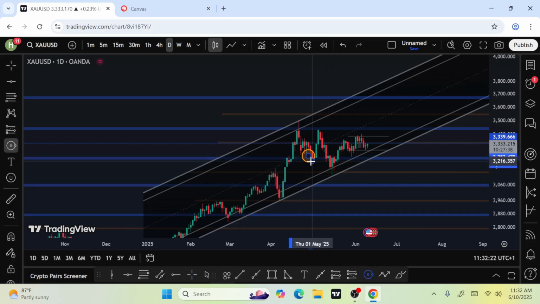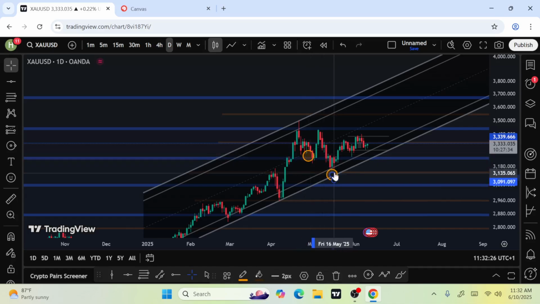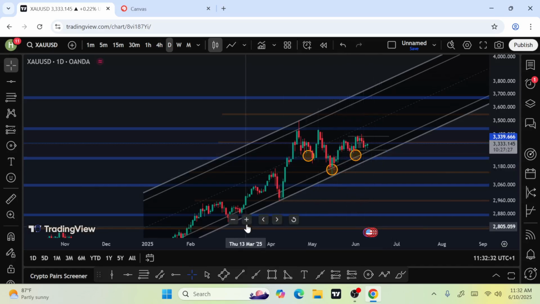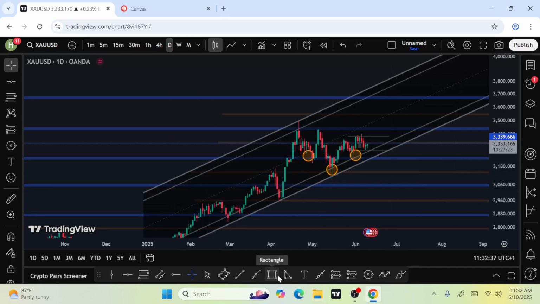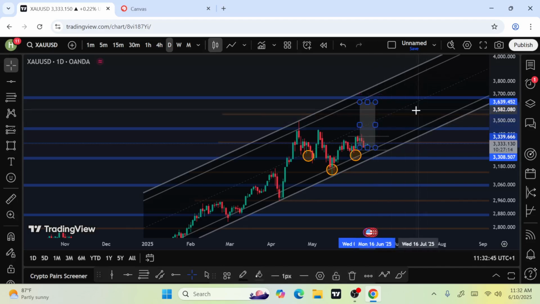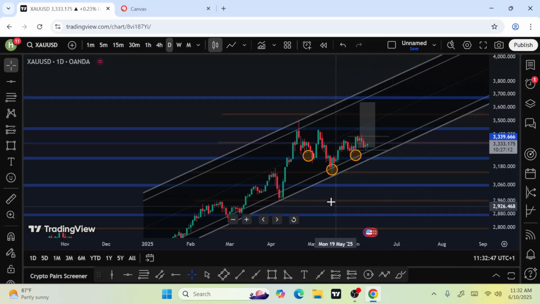No, not head and shoulder. What is this? No. And the inverse head and shoulder has to go the same height from its breakout. Do you see the height?